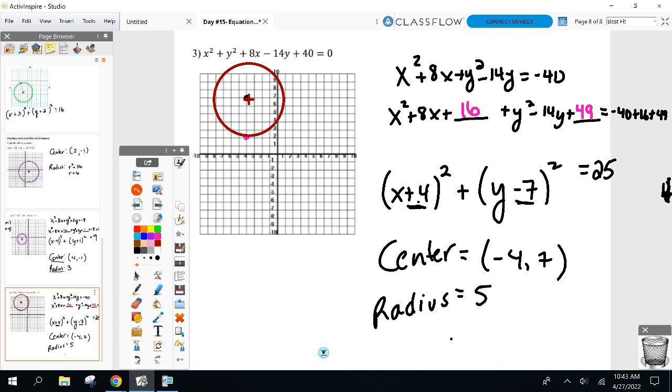Questions? Okay, also it does say you don't have to graph tonight. It'll say graph the circle, you don't have to. Just find the center and radius. All right, no need to graph tonight. Whew, good work.